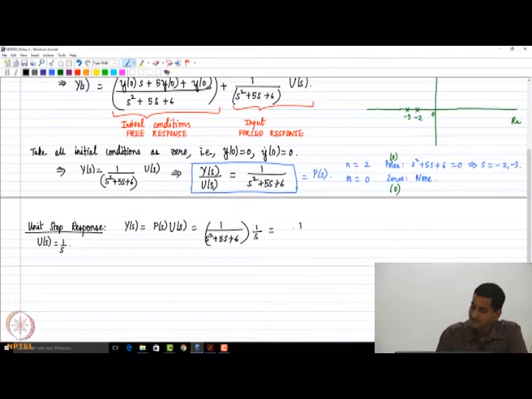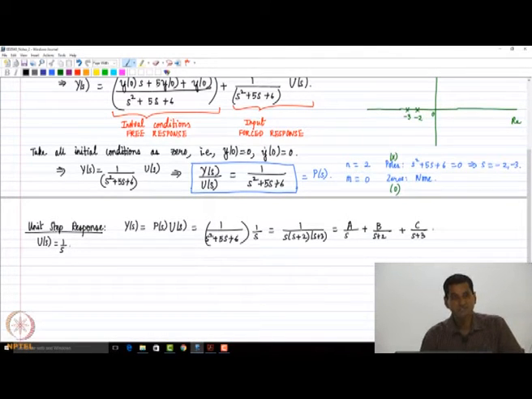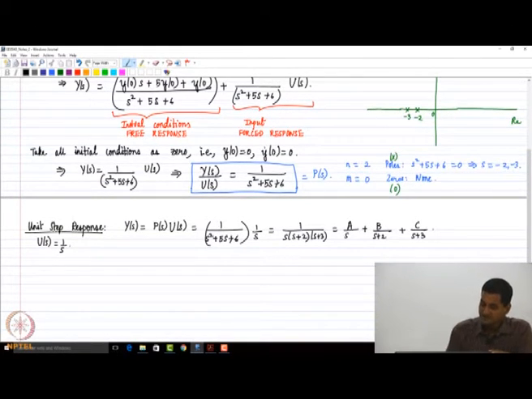So I can rewrite this as 1 by s times s plus 2 times s plus 3. This could be rewritten as a by s plus b by s plus 2 plus c by s plus 3, as a partial fraction expansion, where a, b, c are what are called the residues, right? Once again, let me write down the technique for calculating a, b, c one more time. From here onwards we will directly process them. So if I want to calculate a, what should I do? I multiply both sides by s, right?